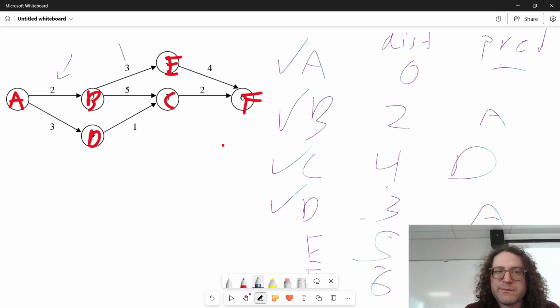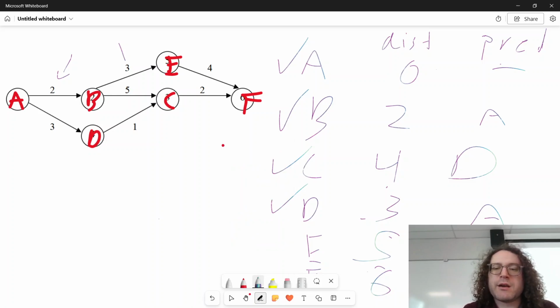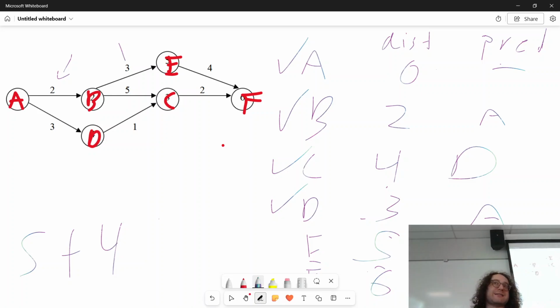Okay, and finally, we would check E off. E is the next cheapest one, 5. It costs 5 to get there. 5 plus 4, is that less than or equal to the total cost to get to F? 5 plus 4 is 9. The answer is no, so we do not update. This one's actually good because it's constructed so that there are times where you need to update your previous answers and times where you don't. Okay, so this would be the final answer where we have our distances and our predecessors.